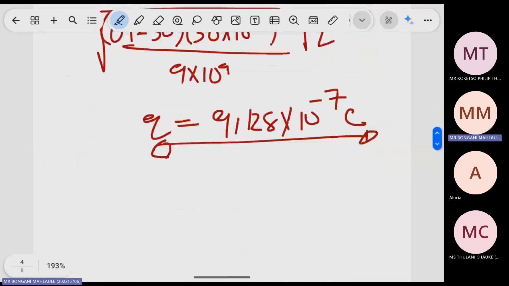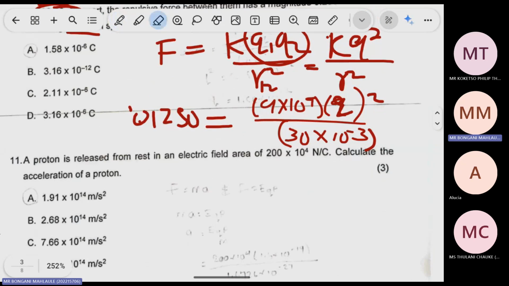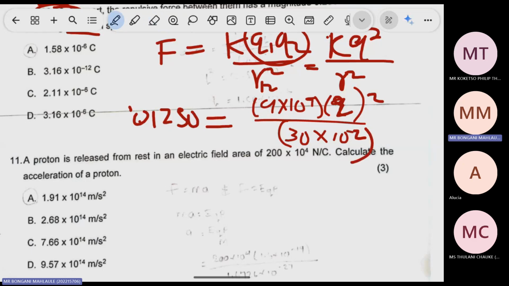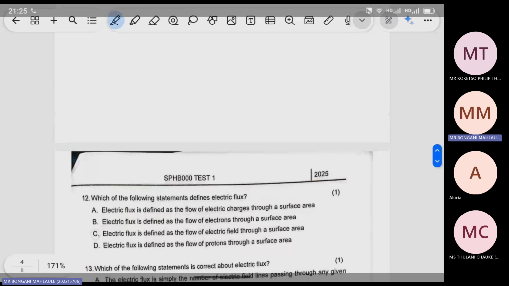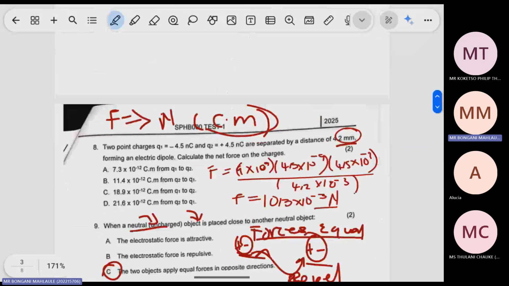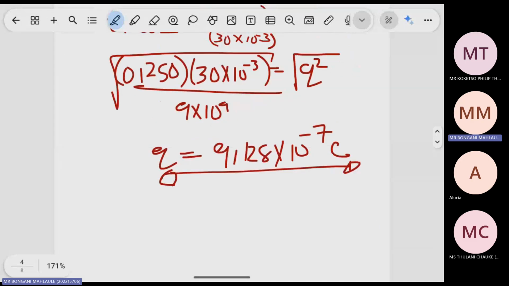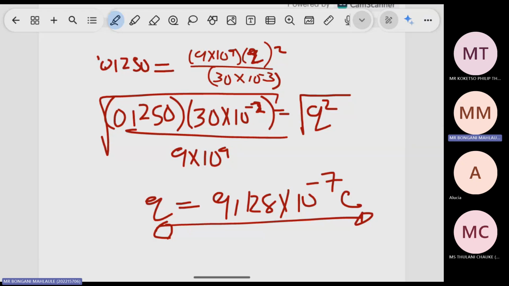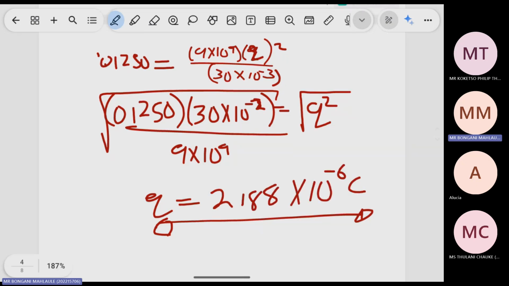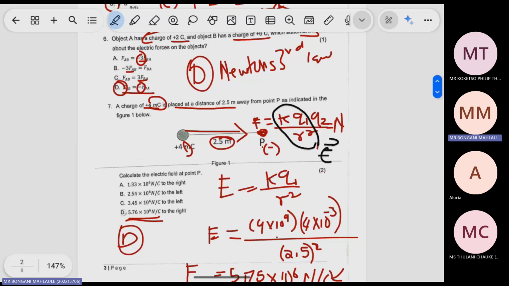Oh, this will be negative 2, not. I converted this wrong. It should be negative 2. We're converting to meters, because this should be 10 to the negative 2. Yeah, you'll get 2.88 coulombs. So that's the charge.